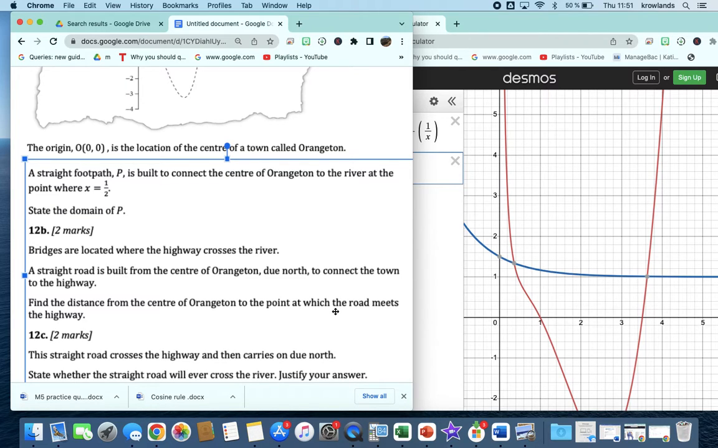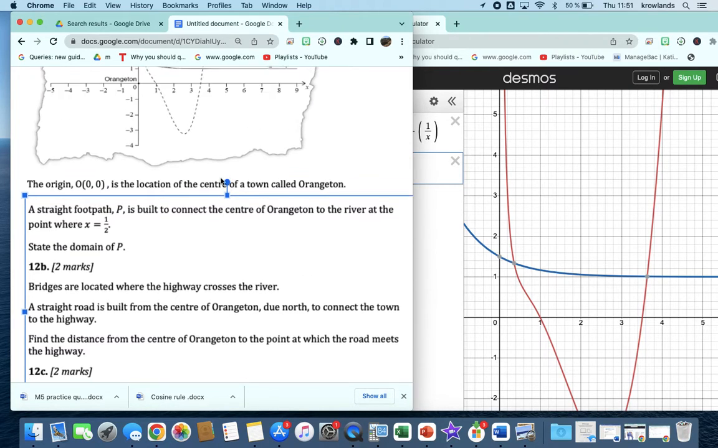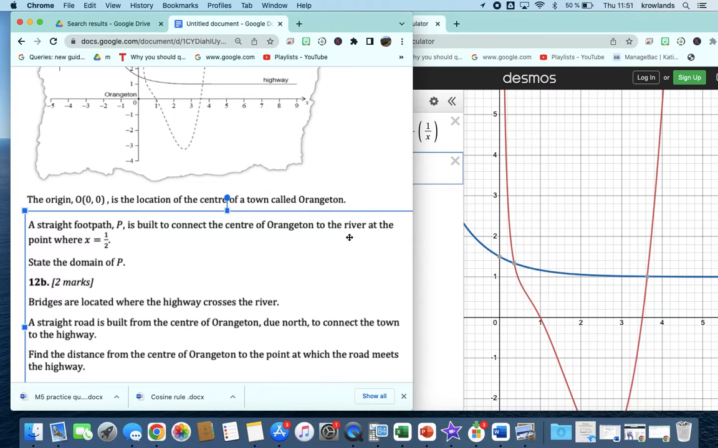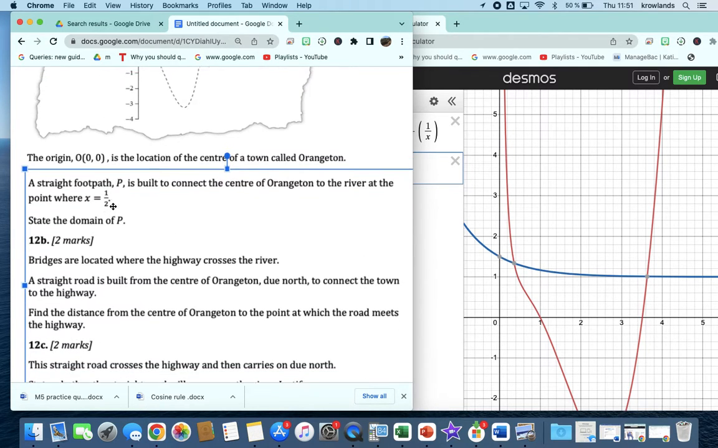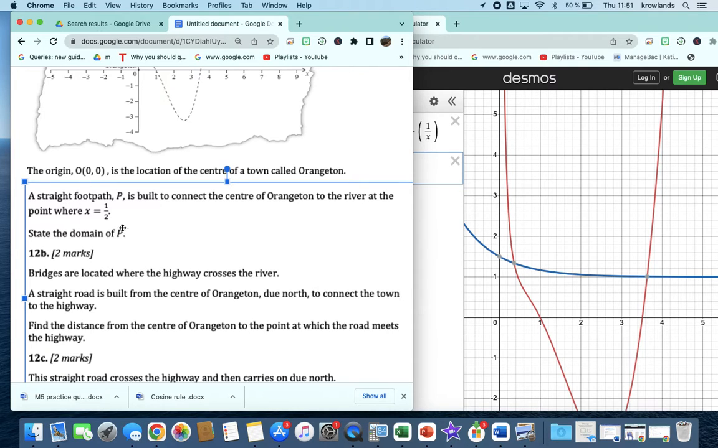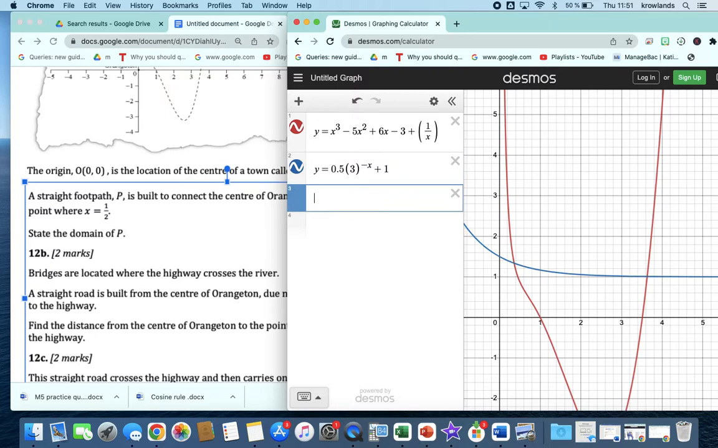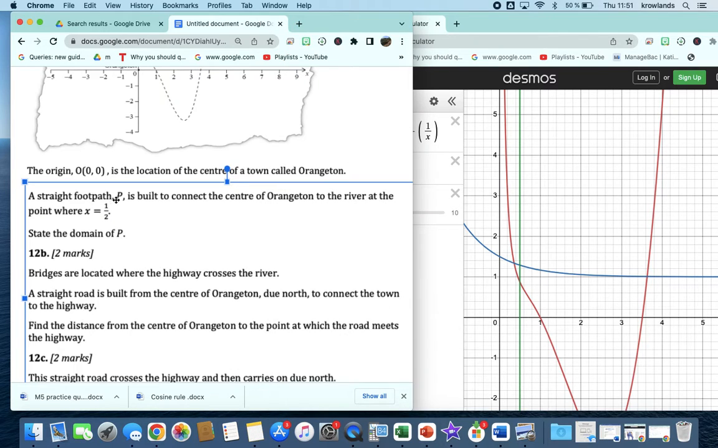A straight footpath P is built to connect the centre of Orangutan to the river at the point where x equals 1/2. So you really need to understand what this question is asking. Let me show you on this diagram what I mean. If we wrote down x is equal to 1/2, the straight footpath P is built to connect (0, 0), which is where Orangutan is, with the point x equals 1/2.